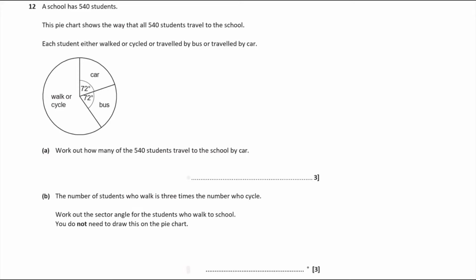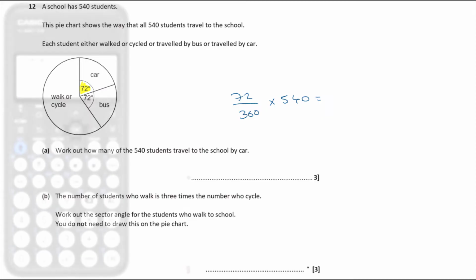Okay, well the car you can see has got an angle of 72 there, look. What fraction of the full circle is that? That's 72 over 360ths of the full circle, because there's 360 degrees in a full turn. So if I work out that fraction of the total number of students that took part, that should tell me the number of students who travelled by car.